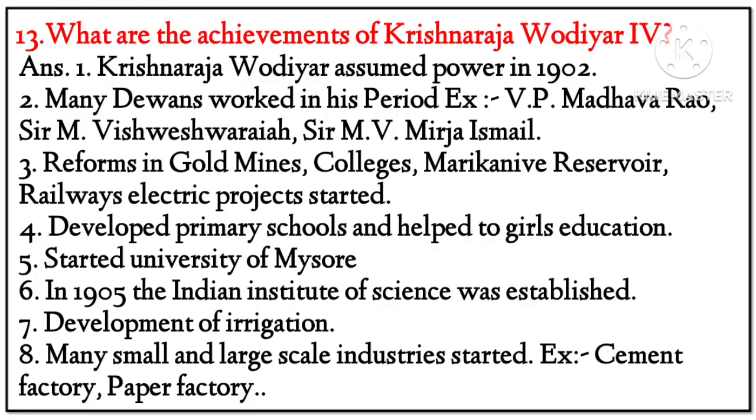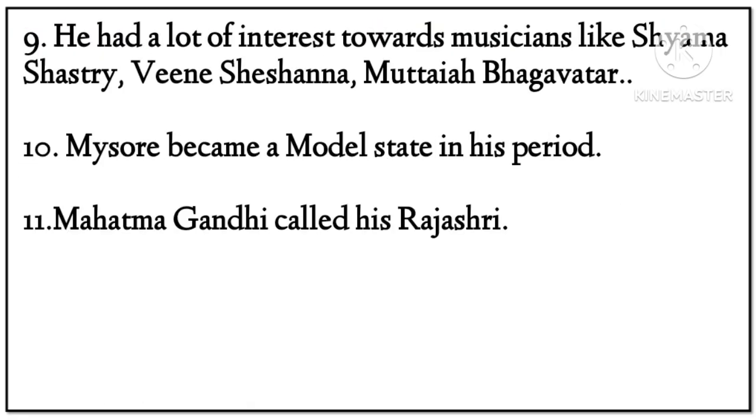He developed primary schools and helped girls' education. He started the University of Mysore. In 1905, the Indian Institute of Science was established. Irrigation was developed. Many small and large scale industries started, like the cement factory and paper factory. He had a great interest in musicians like Chama Sastri, Veena Sheshanna, Muttaya Bhagavatara. Mysore became a model state in his period and Mahatma Gandhi called him a Rajarshi.